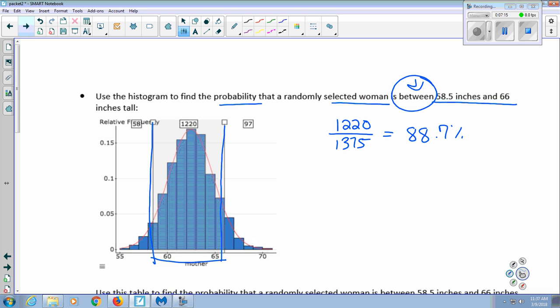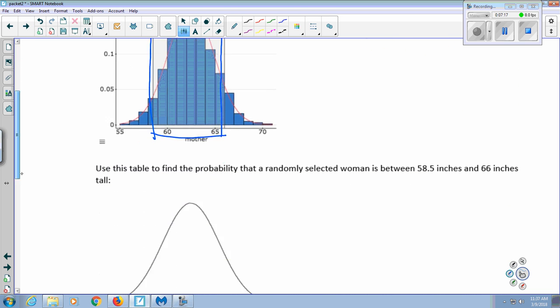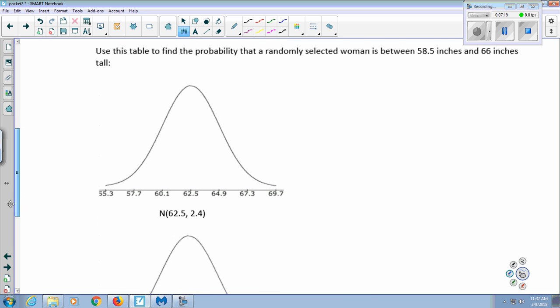So now, how can we do this with our model? Well, we need to always first calculate our z-scores. We have two observed values. We have 58.5. So that's going to be about there. And we have 66. So we need to find a z-score for each of these.